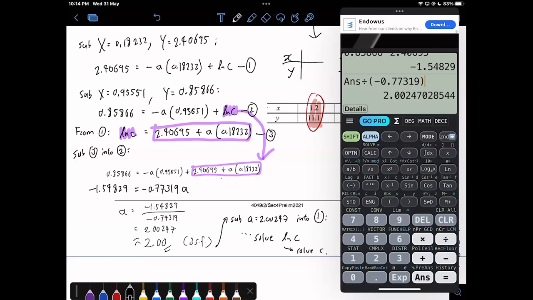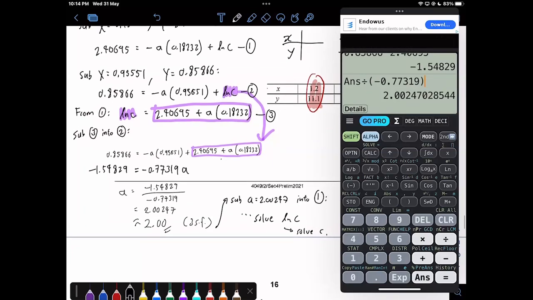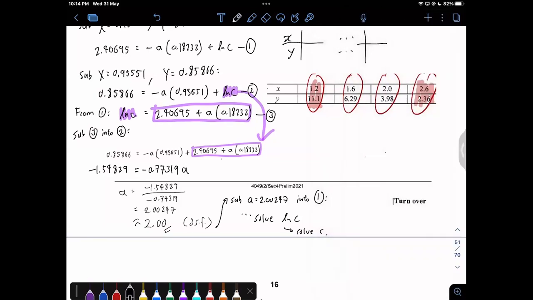Okay? Oops, is it blocking? Can you see the working? Yeah, I can see it. Okay, very good. Let me hide the calculator. Okay, good. That is one way to solve A and C.